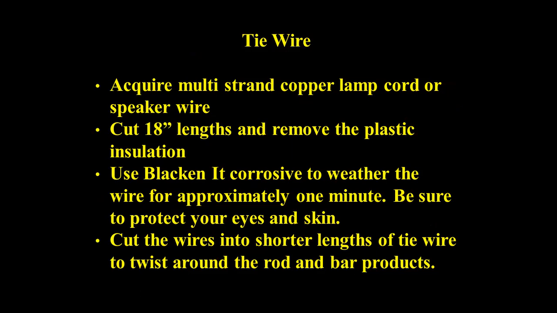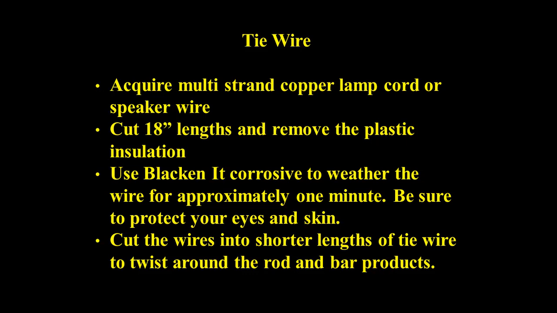So if you get an 18-inch length, for example, and remove the plastic insulation, it will provide a lot of strands of lamp cord, copper lamp cord wire. I use Blacken-It, which is a corrosive, to weather the wire for approximately a minute. Because it's corrosive, be sure to protect your eyes and skin. After you take it out of the corrosive, you can leave it to air dry for a few minutes, and then you can cut those 18-inch lengths into shorter pieces that you twist around the bar tightly and then nip off the excess.